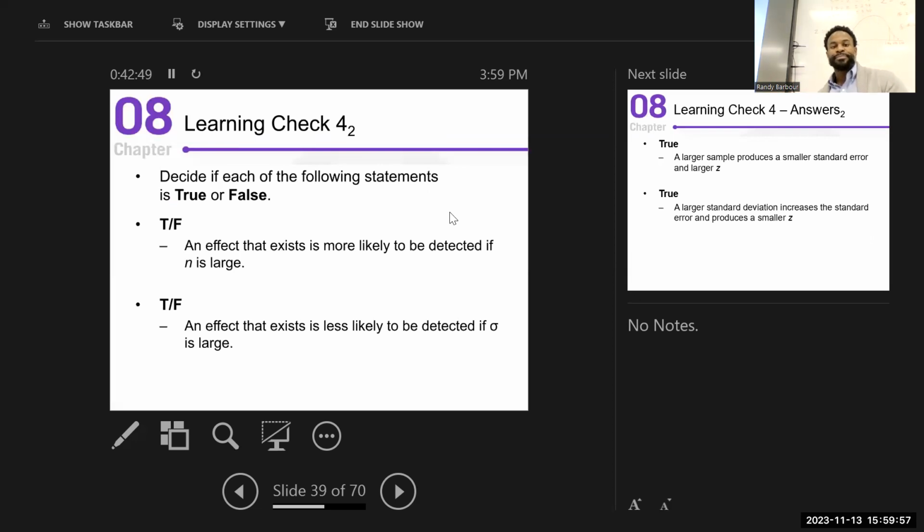True or false? An effect that exists is more likely to be detected if the N is large. The second one says an effect that exists is less likely to be detected if the standard deviation is large.